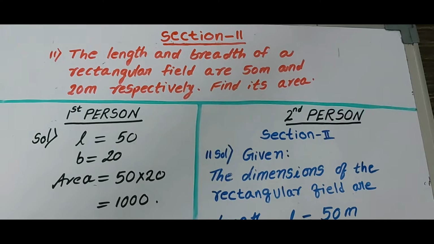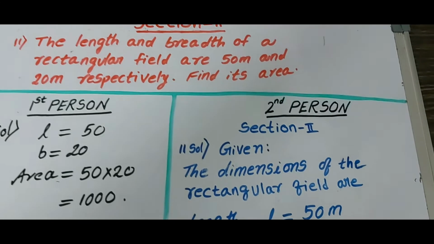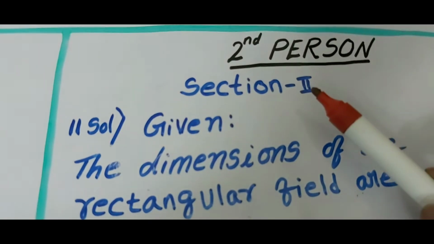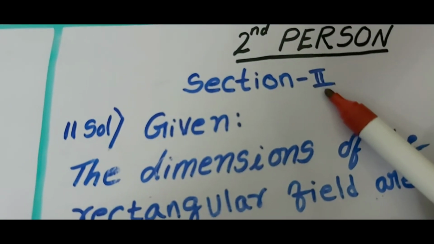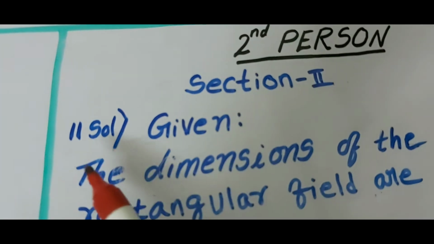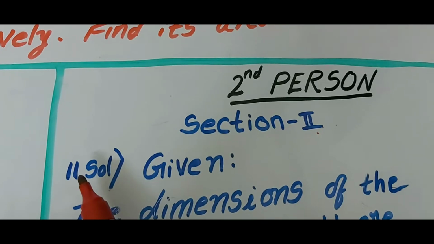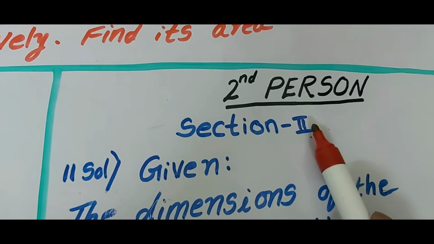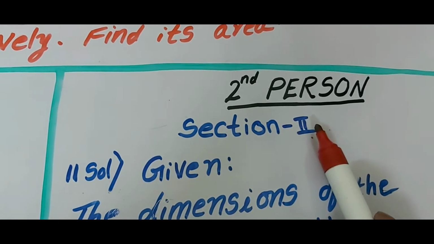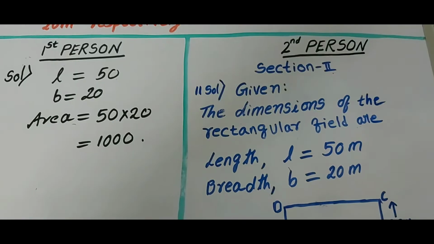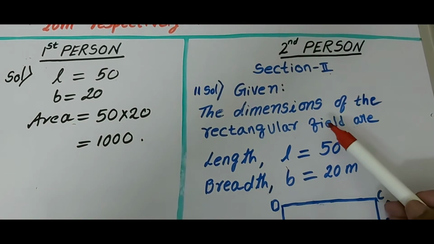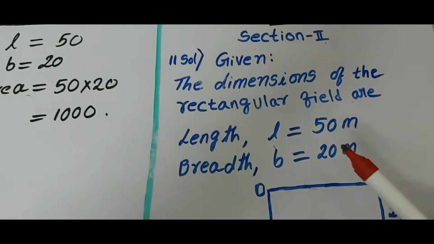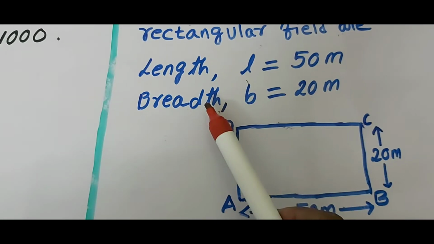Now let us see the presentation of second person. He has mentioned the section and written the question number. By doing this, he had made it easy for the evaluator to give appropriate marks. He has written what is given in the question. He has elaborated the terms.